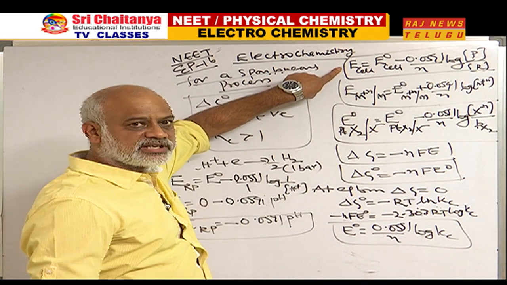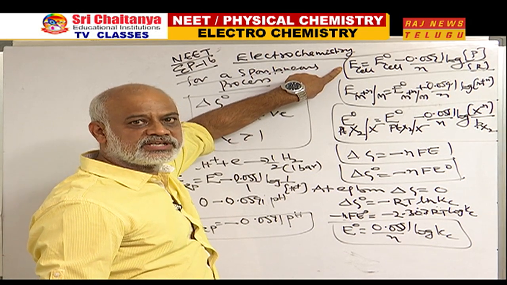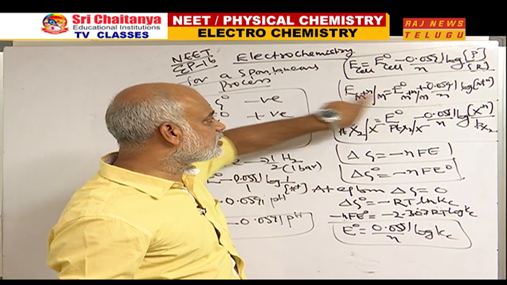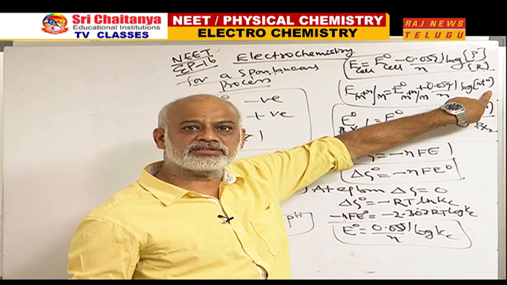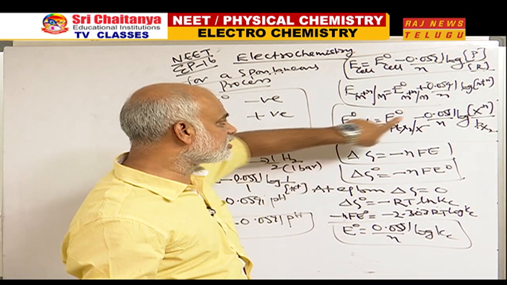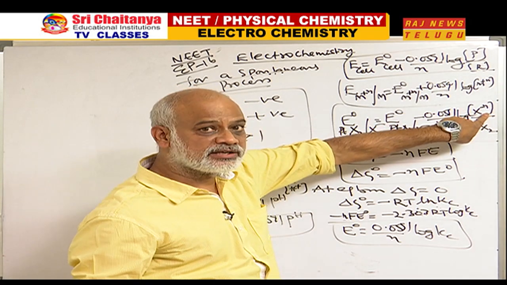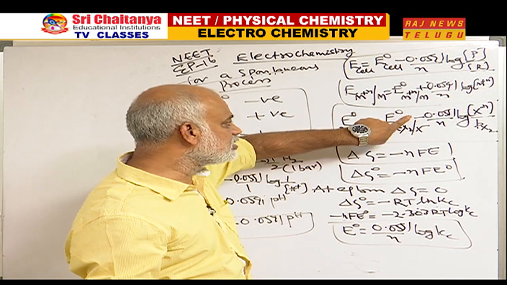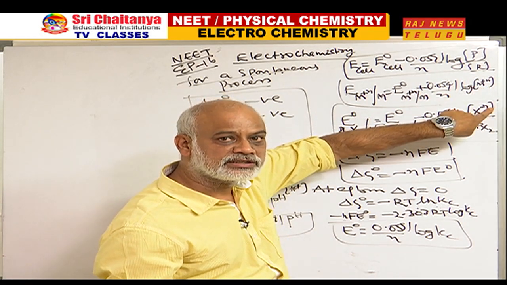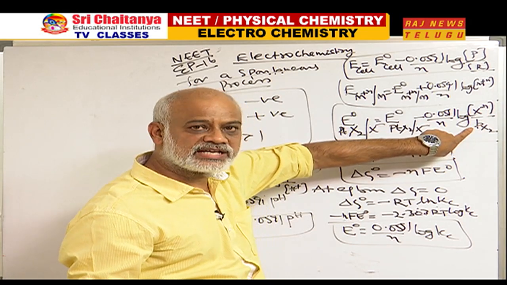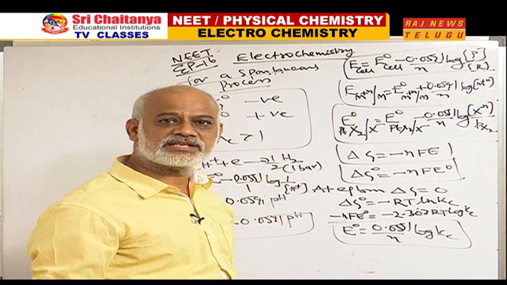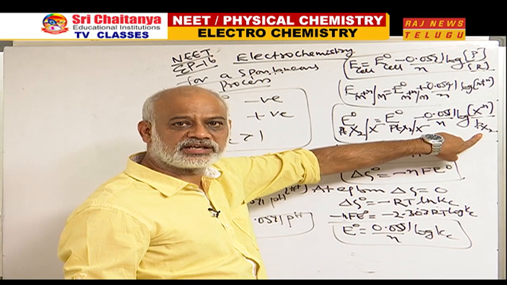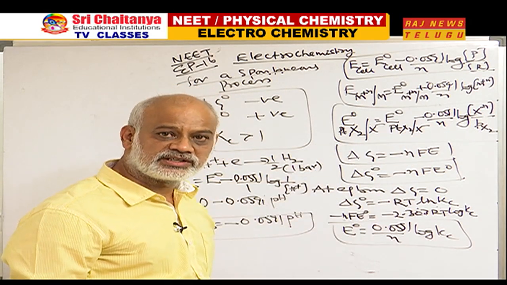I once again wrote for your convenience the cell potential calculation: minus product by reactant. Metal electrode, positive sign, metal ion in the numerator. Non-metal electrode, negative sign, non-metal ion concentration in the numerator. If it is a gas, because it is a non-metal electrode, and the gas is bubbled at some pressure other than 1 bar, don't forget to indicate that particular pressure here. These are the points that I wanted to highlight.